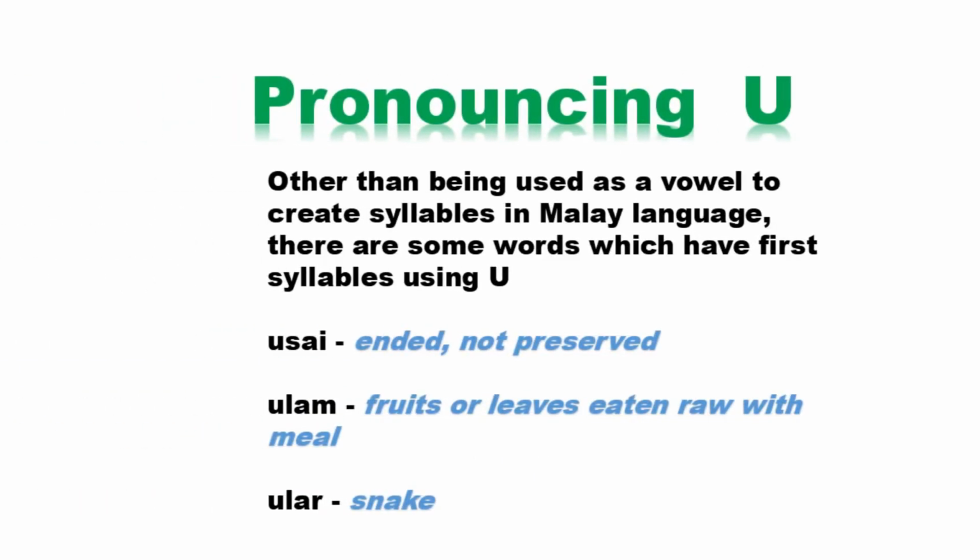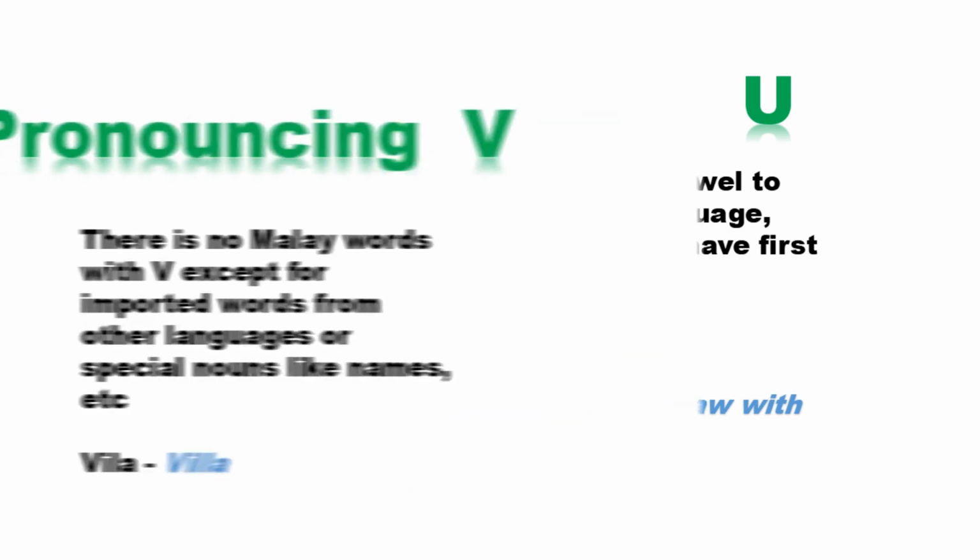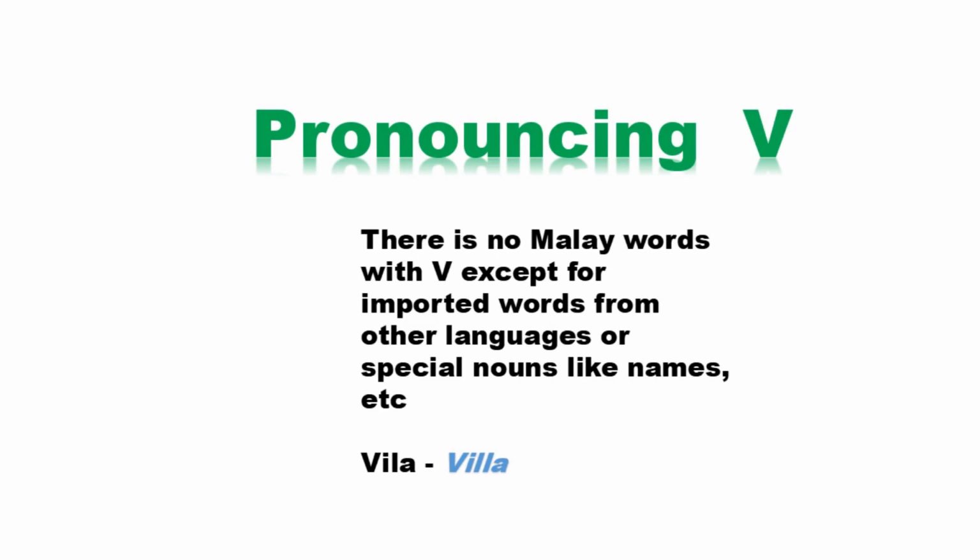Pronouncing U. For U, other than being used as a vowel to create syllables in Malay language, there are some words which have first syllables using U. Usai, ulam, ular. Pronouncing V. For V, there is no Malay words with V except for imported words from other languages or special nouns like names, etc.